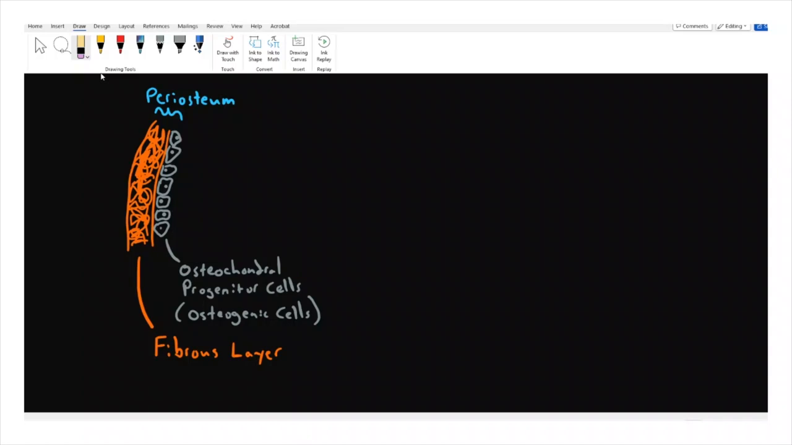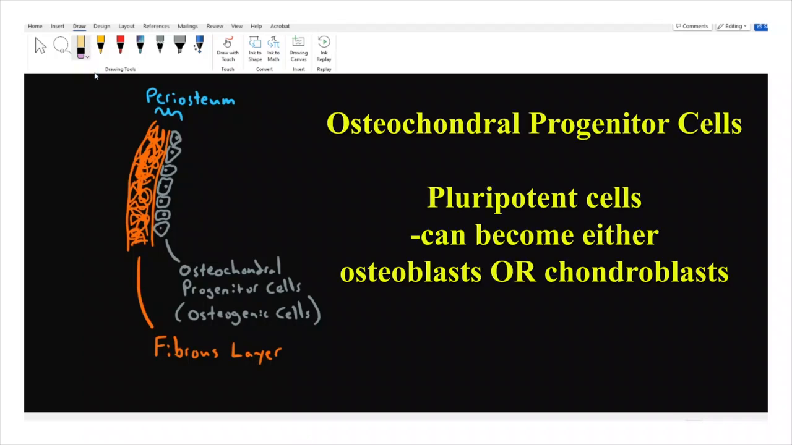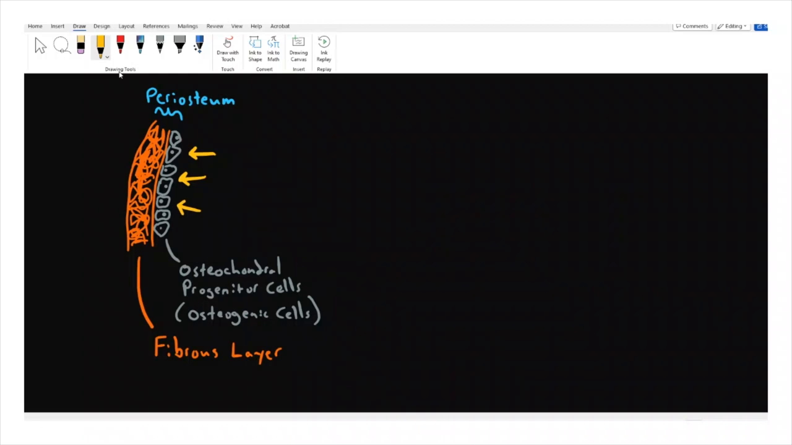I prefer the bigger mouthful, osteochondral progenitor cells, because these cells can become either osteoblasts, bone-making cells, or chondroblasts, cartilage-making cells, depending on what sort of chemical signals they get. For our discussion, they will be becoming osteoblasts. That will be their last step in differentiation. But at other times, in other locations, say in a tissue we would call perichondrium, these same cells would be becoming chondroblasts. So again, I like the bigger name because that reflects the fact that these cells have two possible differentiation routes that they could take. But let's talk about what happens when these cells become an osteoblast.